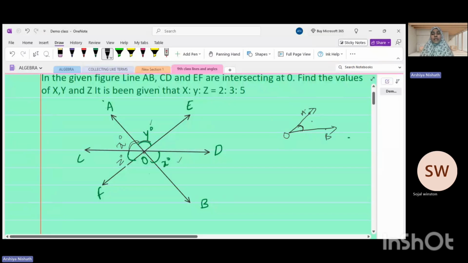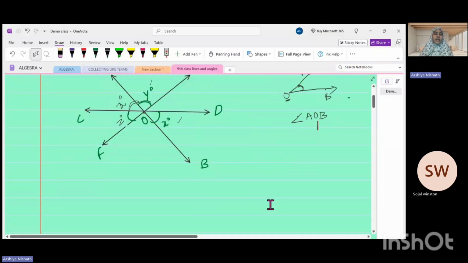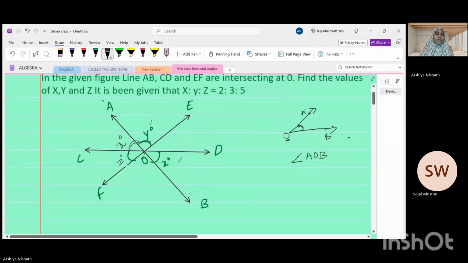But how to name an angle? I'm telling you the angle is forming at O, but what is the angle name? How to denote an angle? We denote an angle by this small angle symbol. And what do we have to write? Can we write ABO? No, we cannot write ABO. Why? Because we have to write the angle letter in between. So we write AOB. This is the way to name an angle. Angle AOB.